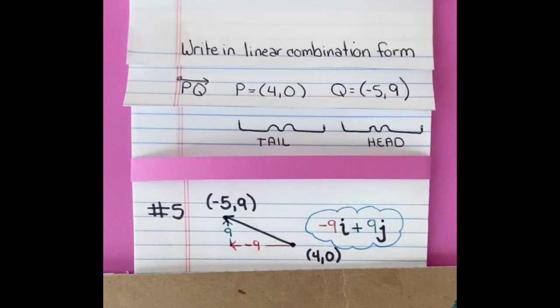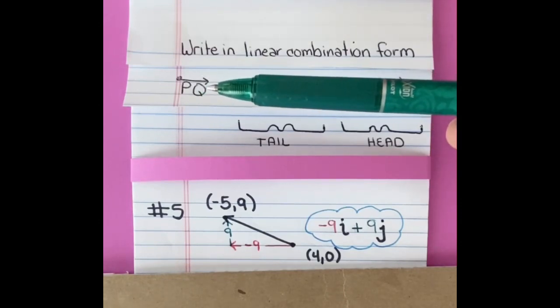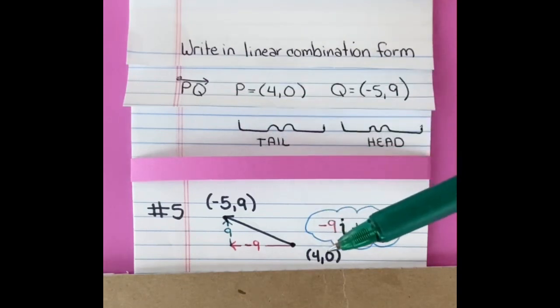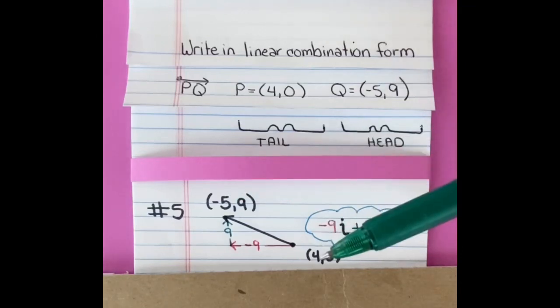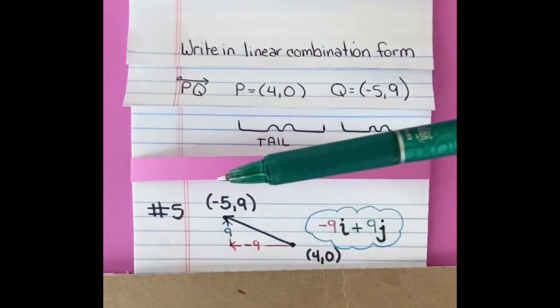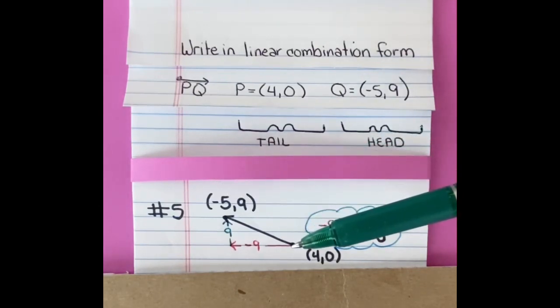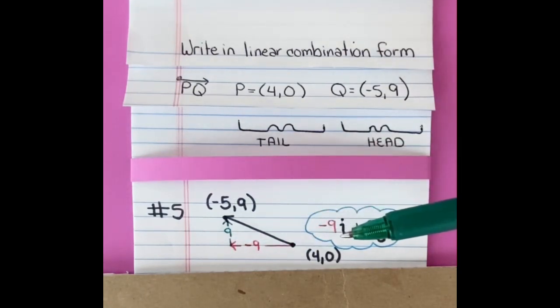To write vector PQ in linear combination form, P is the tail because it comes first, and Q is the head. Plotting the tail and then the head, I need to think of how far I need to move to get from the tail to the head. I will need to go left 9 and up 9. The number in front of i is always how much you move right or left, and the number in front of j is how much you move up or down.